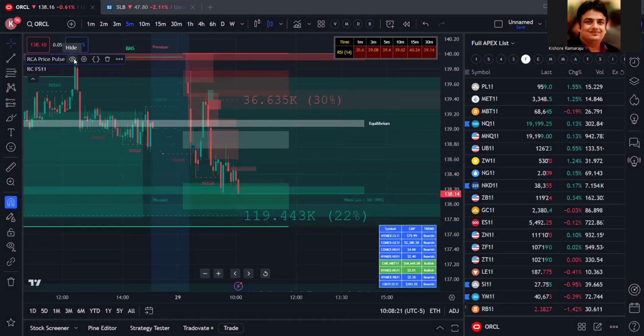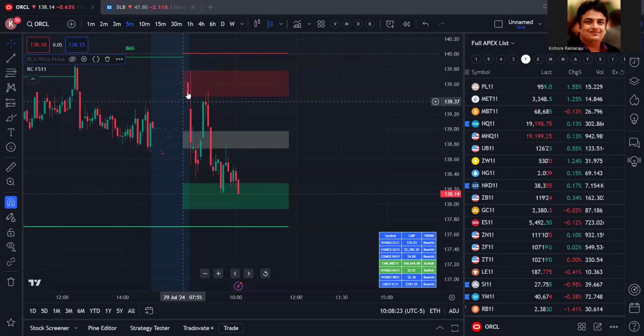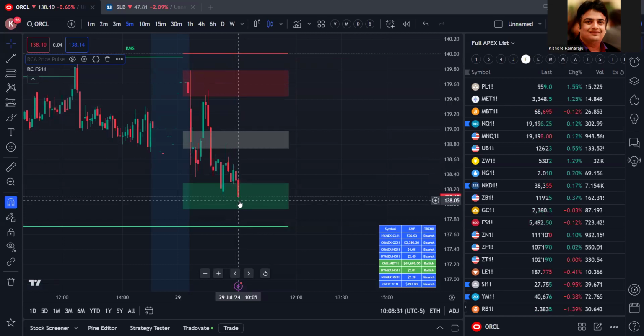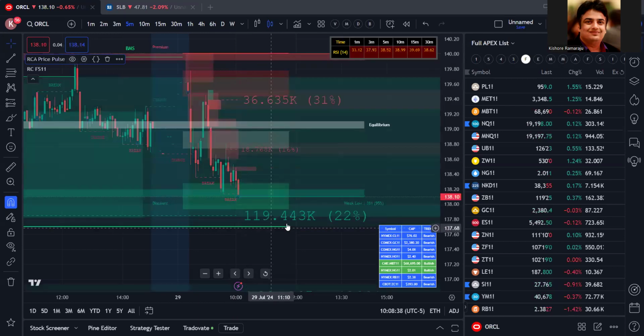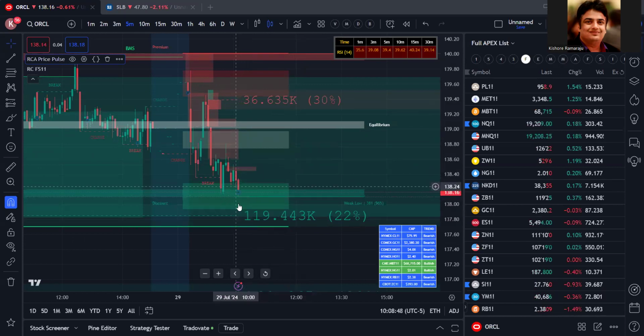Right, so again Oracle went all the way to the top this morning, around 139.81. Now it is at around 138.1. It may touch the bottom and then start bouncing up. Why? Because we have a huge 120K buy order block here. So it will touch this one and then it will bounce back. So if Oracle comes to this point, and if we see a green candle, we can enter Oracle calls.